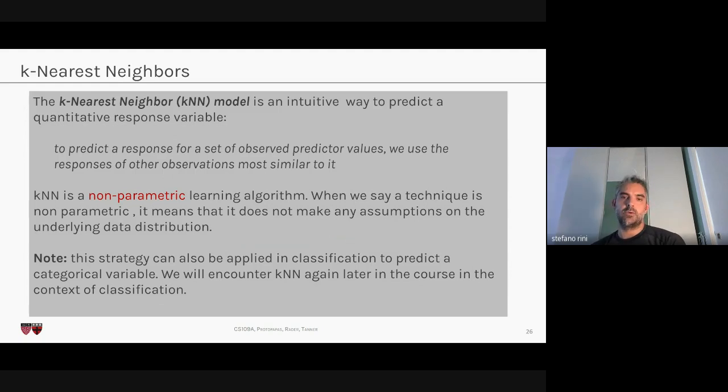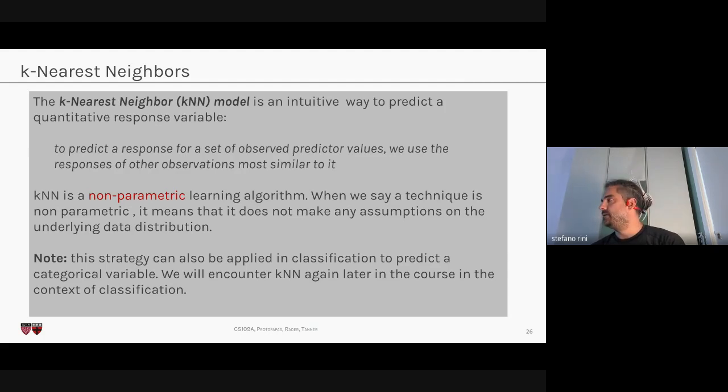And the idea is that you look at your k neighbors and you decide that your response is the average of your k neighbors. This is importantly a non-parametric learning algorithm. So there is a lot to be said about non-parametric methods, but the idea is that it does not make any assumption on the underlying data.